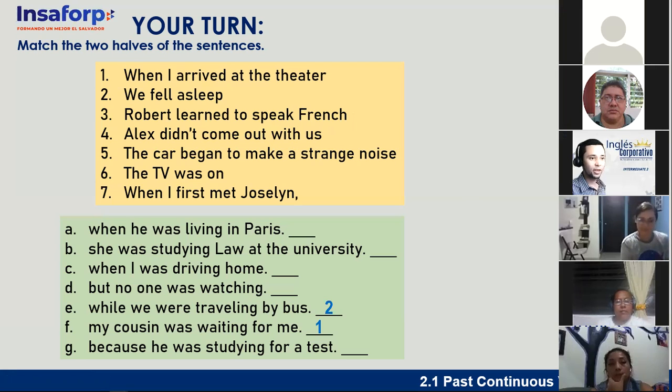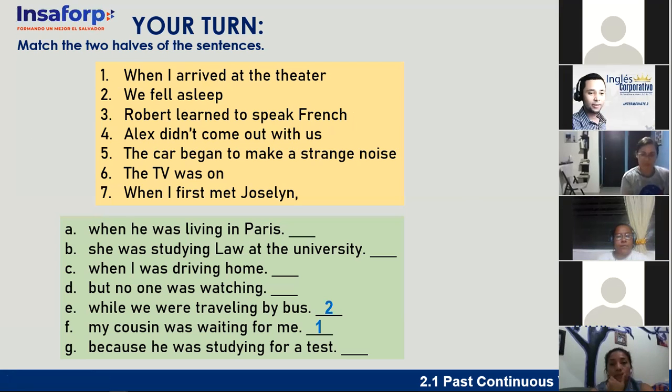Okay. And then Rodrigo. Robert learned to speak French when he was living in Paris. Puede ser while. También, como les explicaba, se puede ocupar when para past continuous, pero es menos común, pero es posible. So, Robert learned to speak French when he was living in Paris.